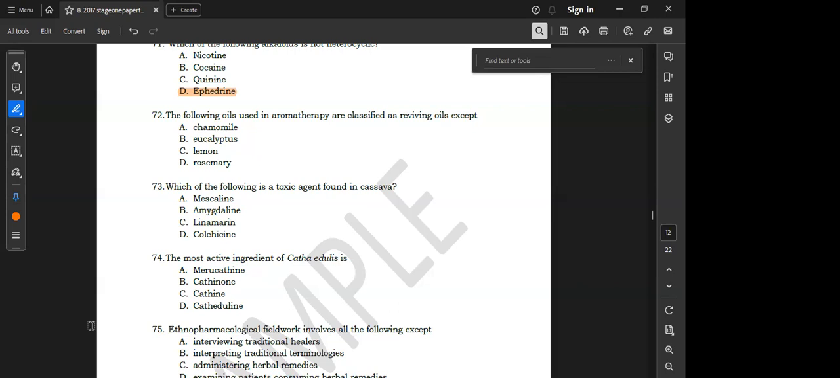Wait, just a moment, I was searching. But I'm assuming the reviving oils are like the essential oils. Are they not the same thing? Yeah. But maybe the reviving, I don't know what that means. Chamomile is used for inflammation. Chamomile is used as a sedative. Chamomile also decreases anxiety, something to do with it.